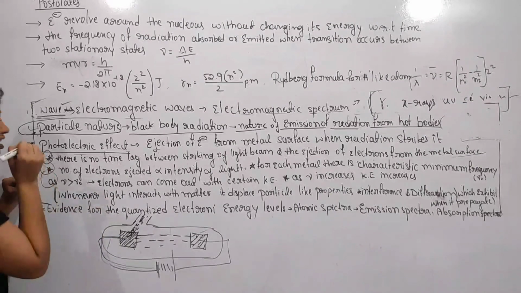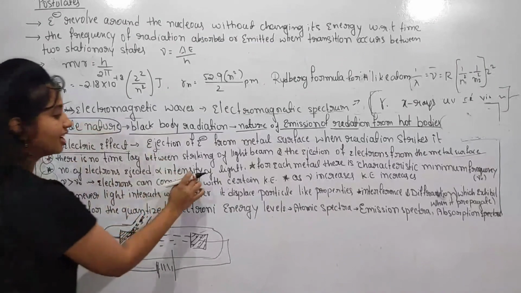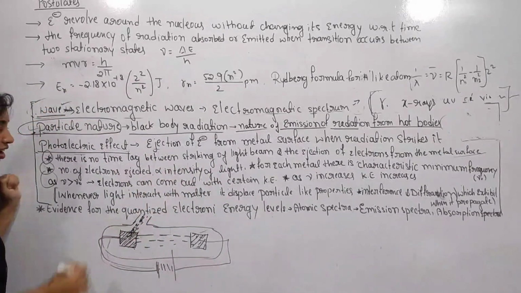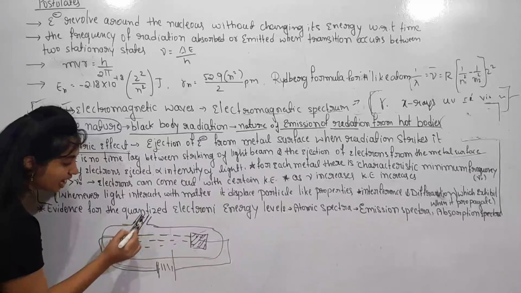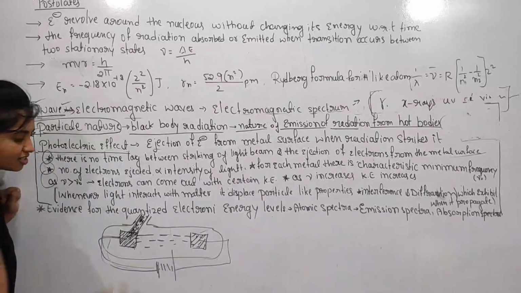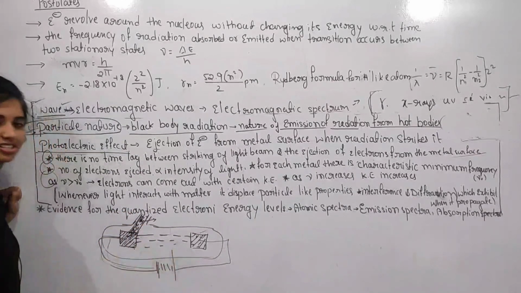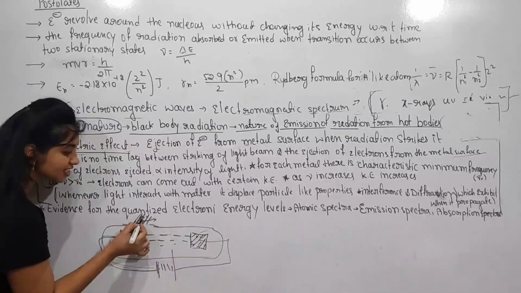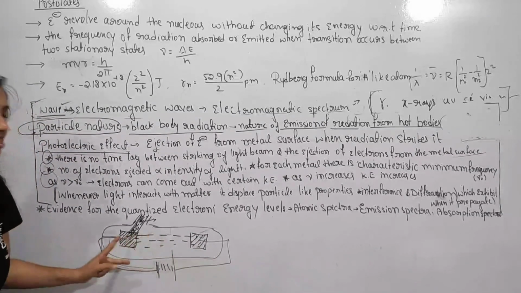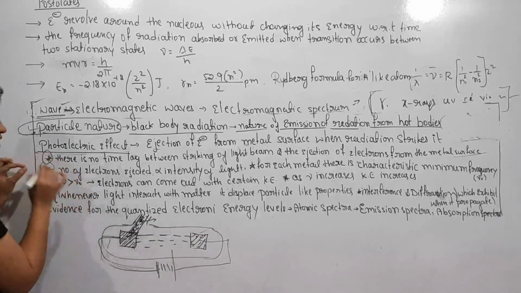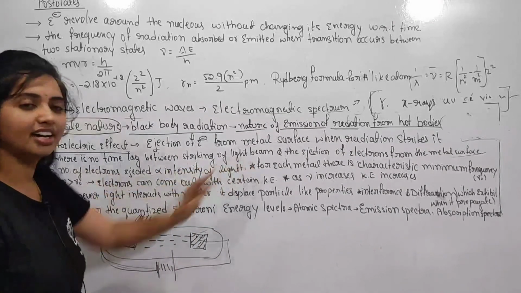And next one is the number of electrons ejected is directly proportional to the intensity of light. So see here, how much intensity of light we make fall on it. If the intensity is less, the ejected electrons are less. If we make the intensity of light high, then the number of ejected electrons is also high. So the number of electrons ejected is directly proportional to the intensity of light.